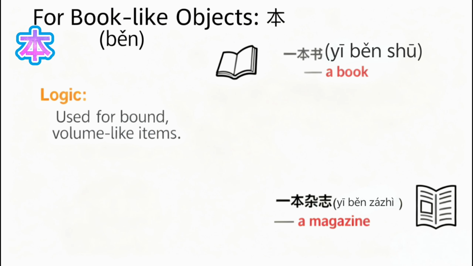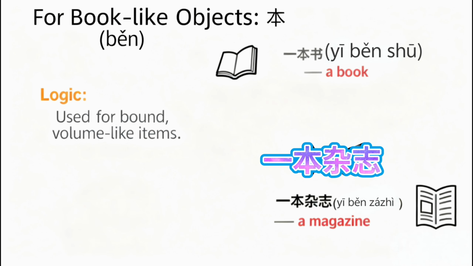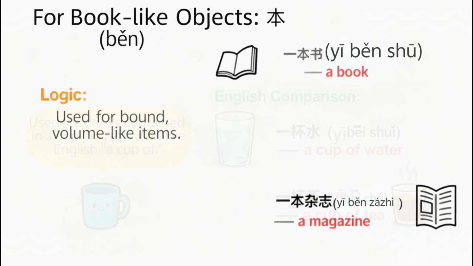The logic is that it is used for bound, book-like items. Let's see the English comparison. 一本书, a book. 一本杂志, a magazine. Number 7, 杯.